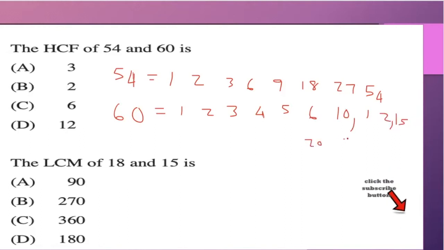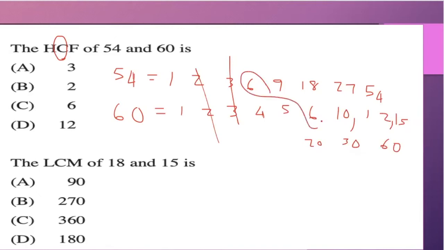15, 20, 30, and 60. So these are all the numbers that can go into 60 without leaving a remainder. Now it says highest common factor. So the highest common factor, it's not 2, it's not 3. Let's continue. Am I seeing a 6? But is there a number higher than 6 that is in common? In this case, I am not seeing anything else that is common, so the answer is 6. So that's the highest common factor.